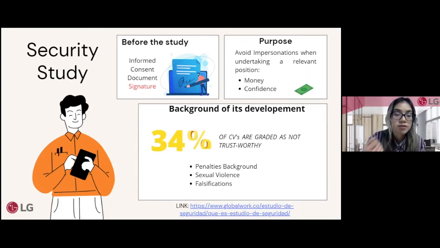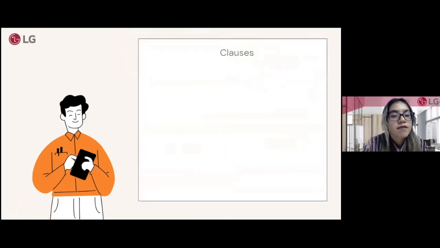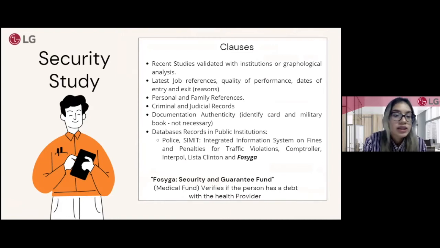Before this study, we need to have their signature on an informed consent document, okay? This is done since here, for instance, around 34% of CVs are graded as not trustworthy because they have falsifications, penalty backgrounds, etc. You can find in the previous webpage link that some clauses are written in this security test to take into consideration. For instance, recent studies, validations from institutions, and graphological analysis, meaning trustworthiness and honesty.